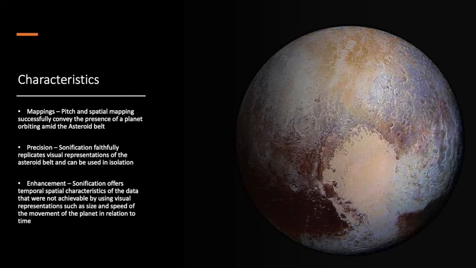The mappings were able to convey the data as objects consisting of dimensions of size, speed, and motion quite accurately. Sonification also helped to present a temporal spatial aspect that was not immediately perceivable when using visual methods, especially in relation to the speed of the planetary orbit.